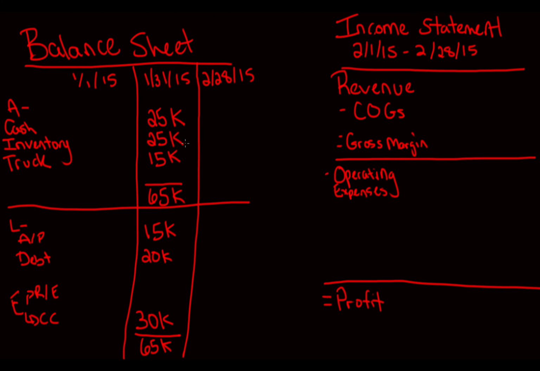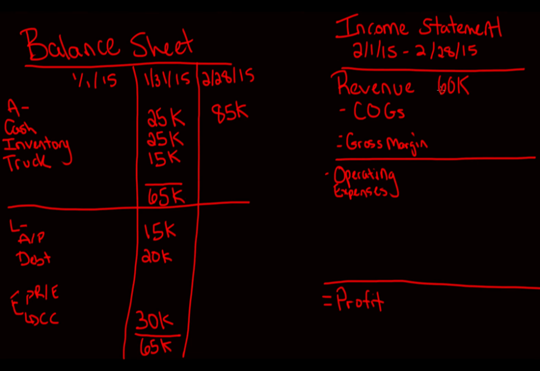Let's say we generate $60,000 worth of revenue in the month of February. Pretty good ice cream sales month. Must have been hot. And that means our cash goes from 25 to 85. Let's say we charge cash, so everyone has to pay us up front before they get their ice cream.